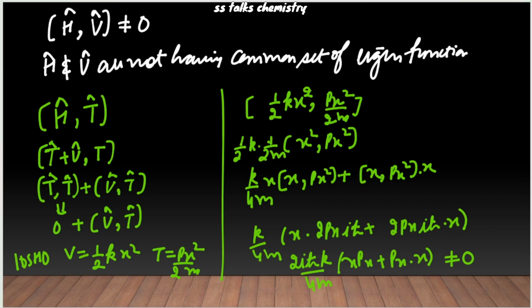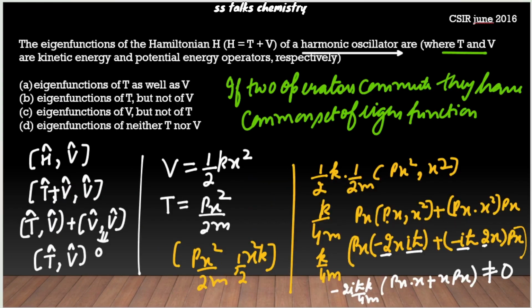Since it is not commuting, the eigenfunctions of the Hamiltonian are neither the eigenfunctions of the kinetic energy nor those of the potential energy. So option D will be the right answer.